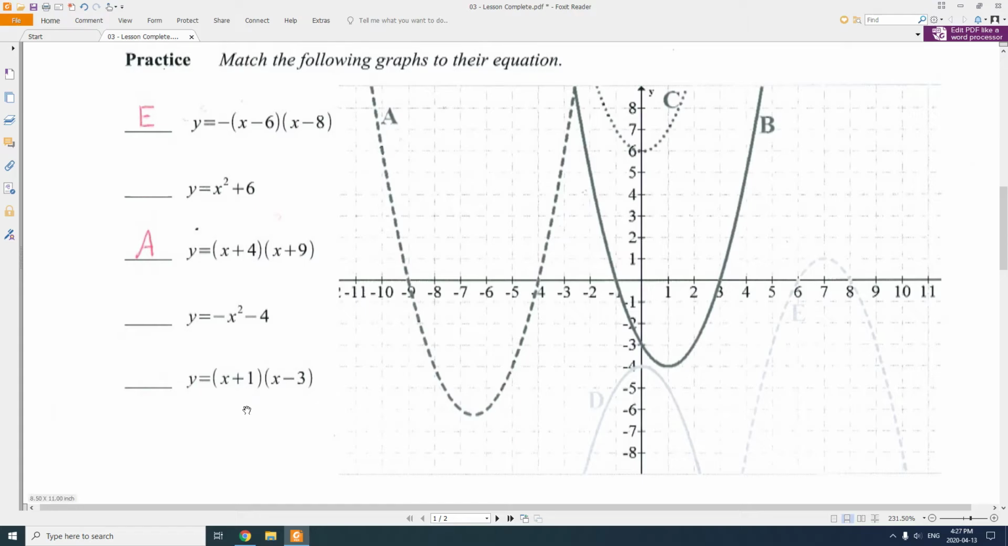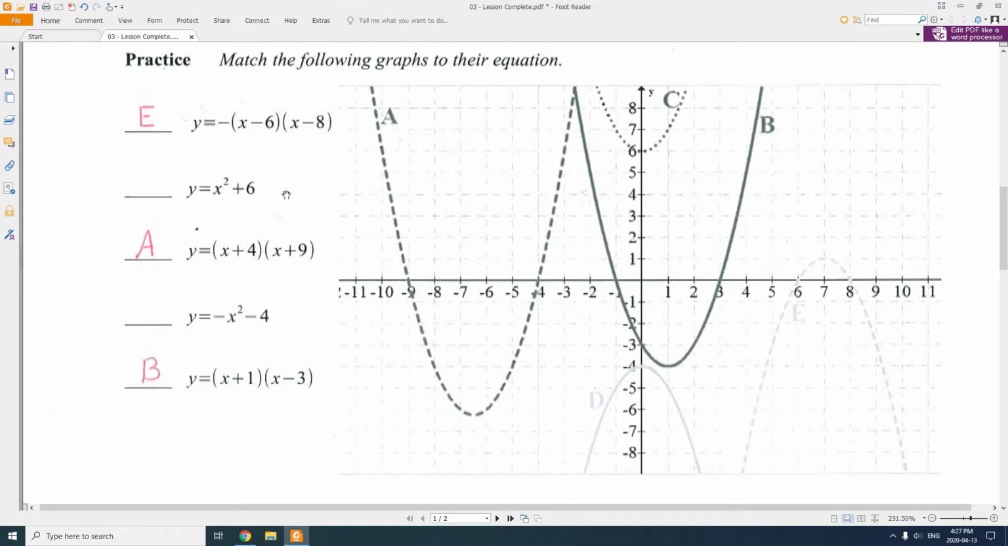All right, let's go to our last factored form, right? Factored form is nice if we have our x-intercepts. Once again, positive out front, nothing there. It's like a +1 out front, opening up. And x-intercepts at -1 and +3. -1, +3, opening up. That's got to be B.